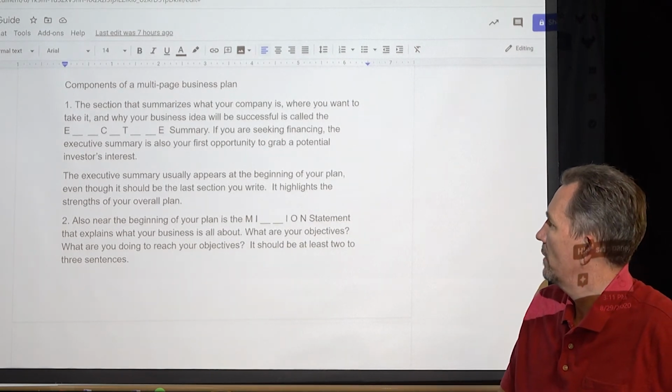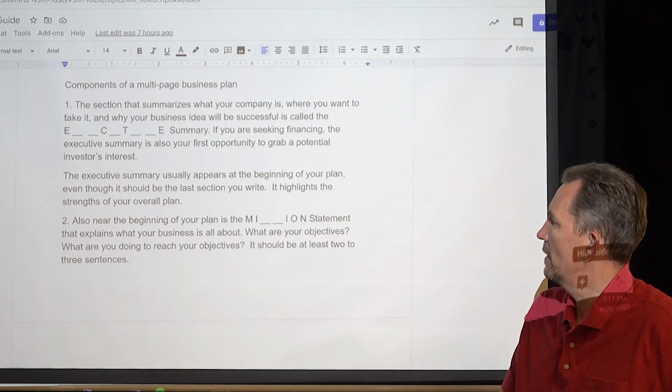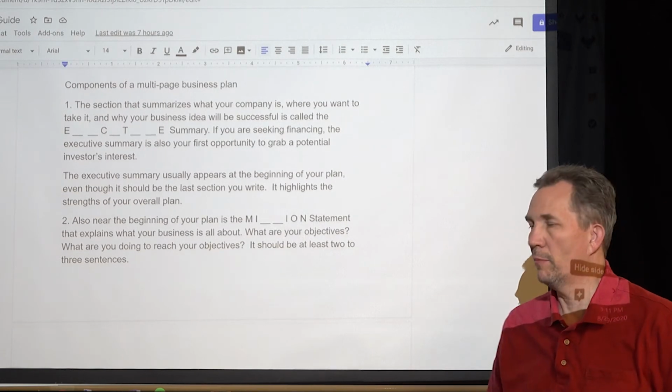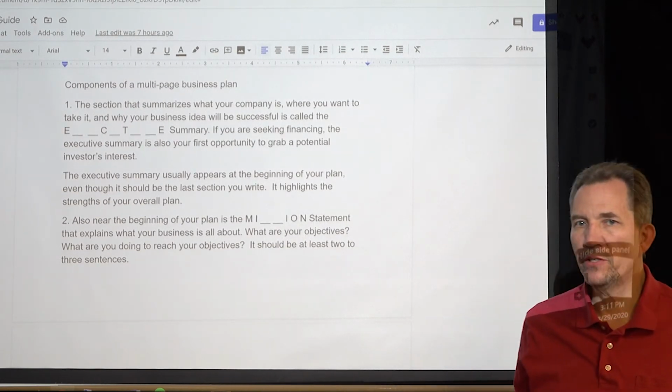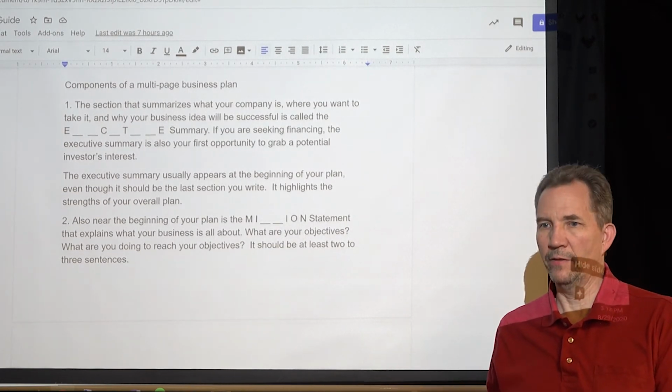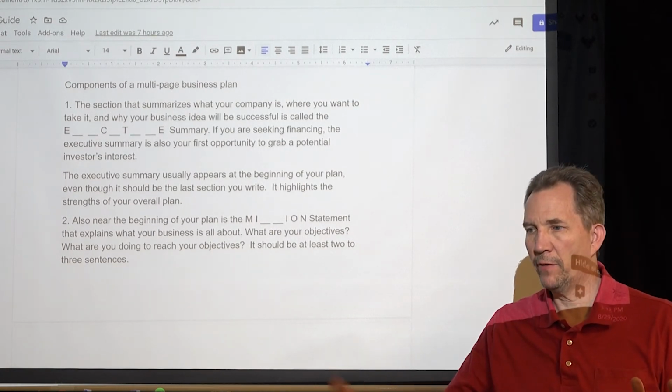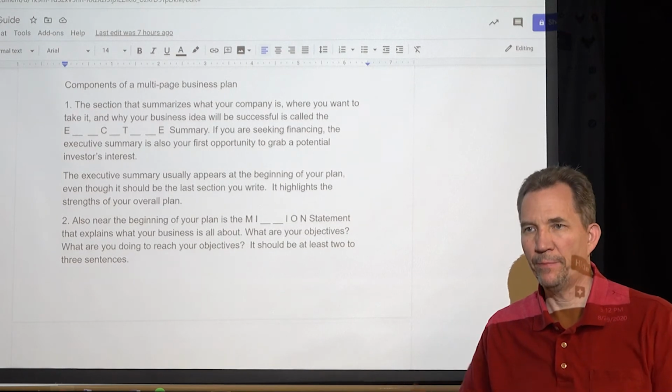You put it at the beginning of your plan, even though it should be the last section you write. It highlights the strengths of your overall plan. So you actually do all the fine-tuning of your executive summary once you've written the rest of your plan out. So you've got everything kind of figured out, and then you summarize it.